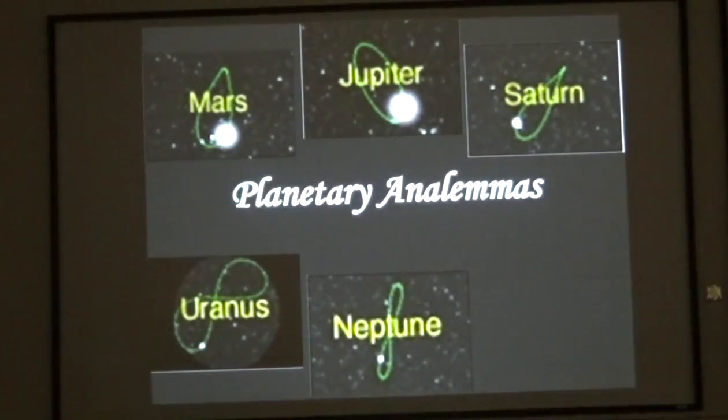Neptune has also got two lobes, and that would mean, versus Mars, which has a higher eccentricity, that the eccentricity here is very, very low. It's almost a circular orbit, but the tilt by itself gives you that nice figure of 8 pattern.